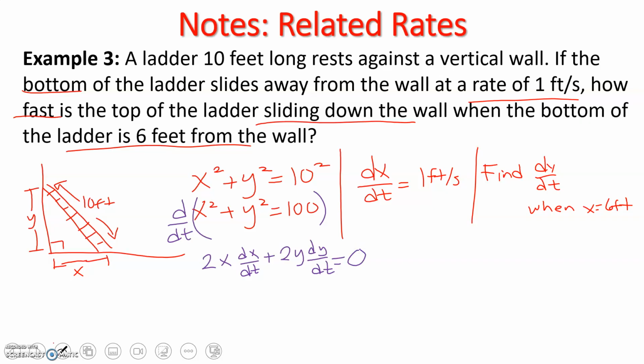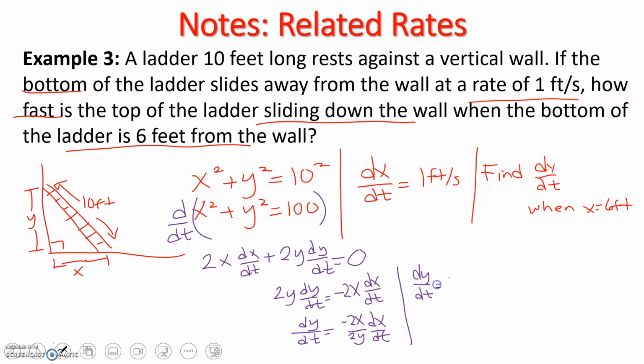We would like to solve for dy/dt. So we're going to move 2x dx/dt to the other side. We see 2y dy/dt is negative 2x dx/dt. We're going to divide both sides of the equation by 2y, and we get that dy/dt is negative 2x over 2y times dx/dt. We see that the 2's cancel, and so we get dy/dt is equal to negative x over y times dx/dt.